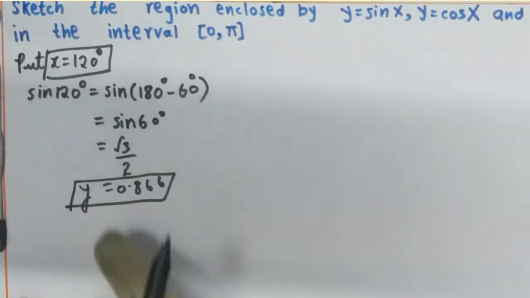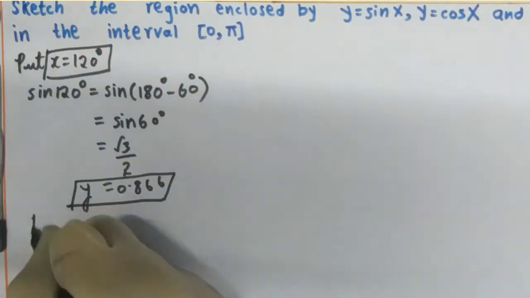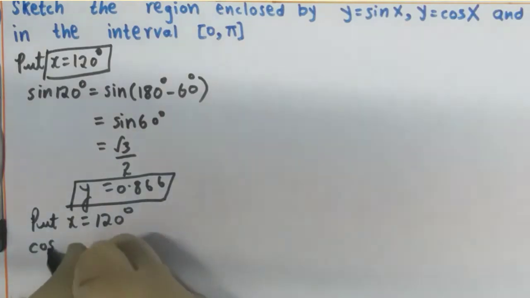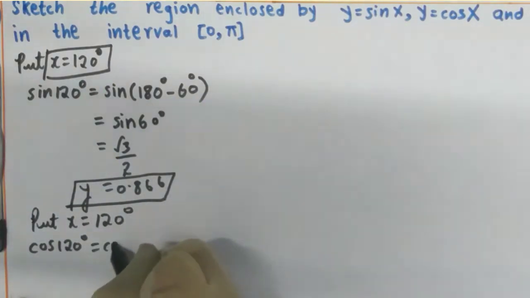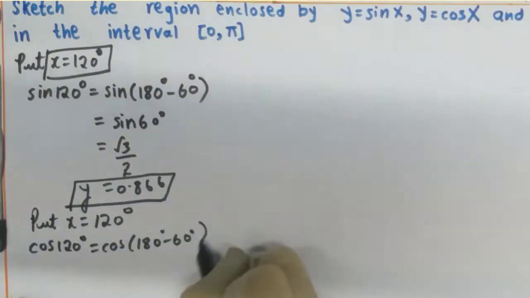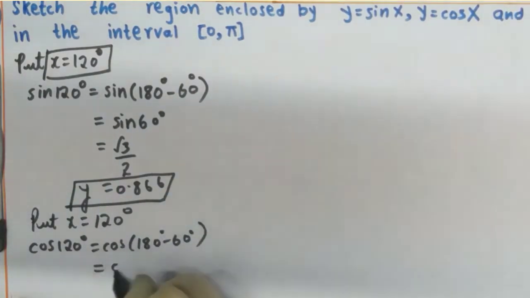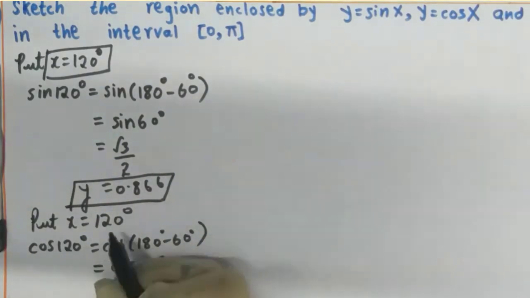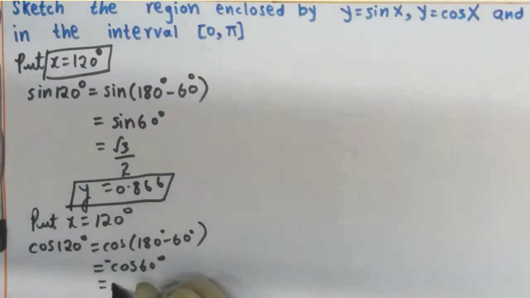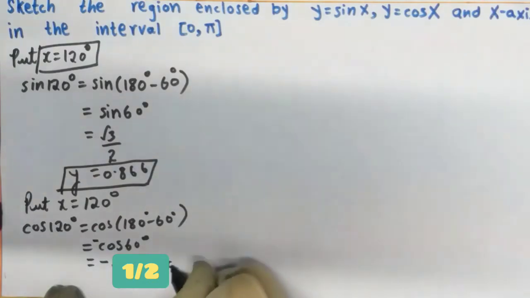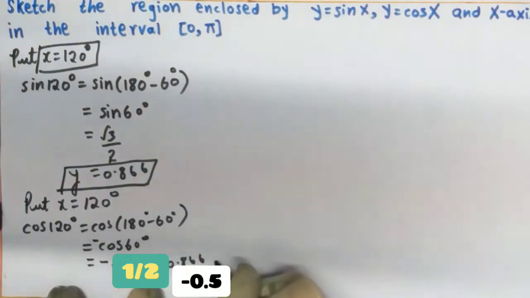Similarly, let's find out this for cos 120. So put x equals 120 degrees in cos. So cos 120 degrees is equal to cos 120, which can be resolved again as 180 minus 60. And we know cos 180 minus theta is cos theta, that is cos 60. But 180 minus theta is in the second quadrant, where cos is negative. So it will be minus cos 60. And we know the value of cos 60 is 1 by 2. So 1 by 2 is 0.5. So cos 120 is minus 0.5. And y is minus 0.5, x is 120.